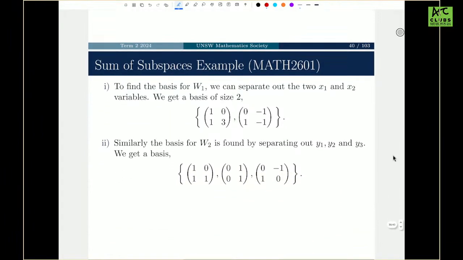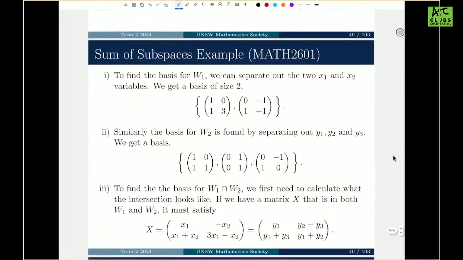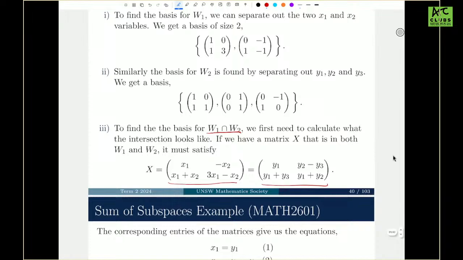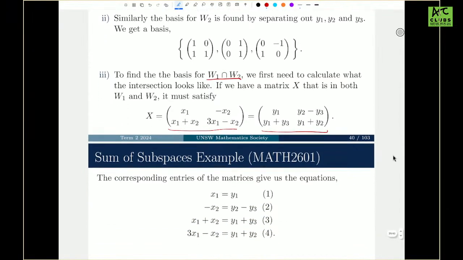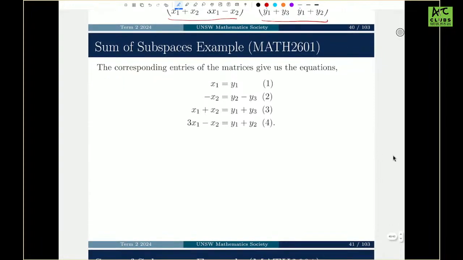Okay, basically in the same way, we do the same thing for W2, and we get this. Okay, for a basis for the intersection, we need something that satisfies these two things for some values of some xi and some yi. So we just equate these two. And equating them ends up giving us a set of equations. So let's see what we can tell from that.